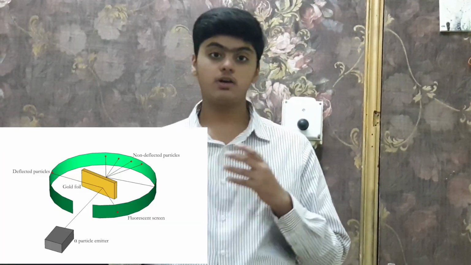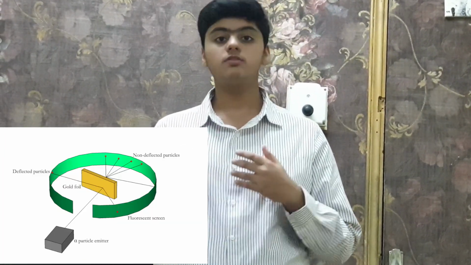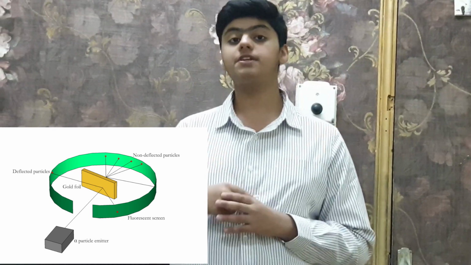In 1910 Rutherford performed an experiment which consisted of a gold foil and a fluorescent screen surrounding it from all sides. Now note that this experiment was done in a vacuum. A vacuum is something that sucks all the air out, so there are no other particles in it except the things which are placed inside it.